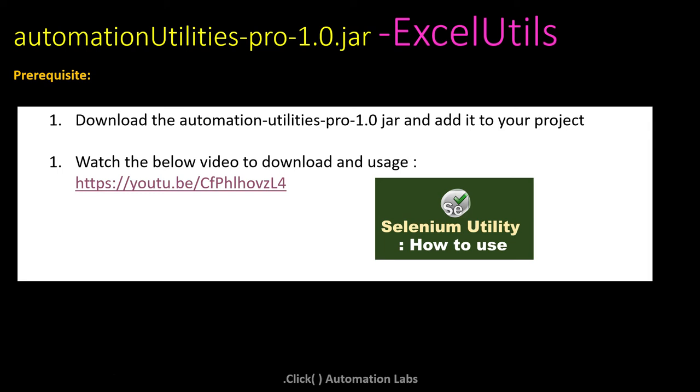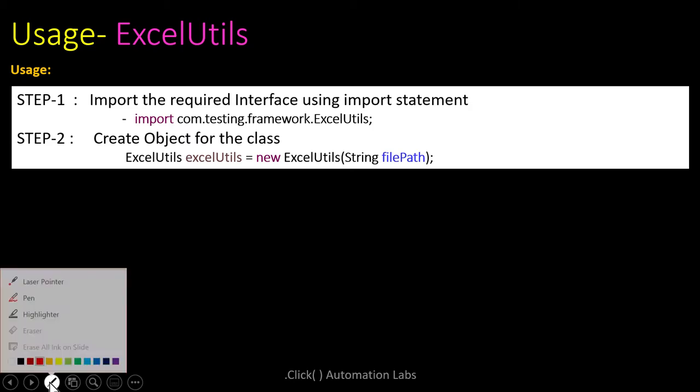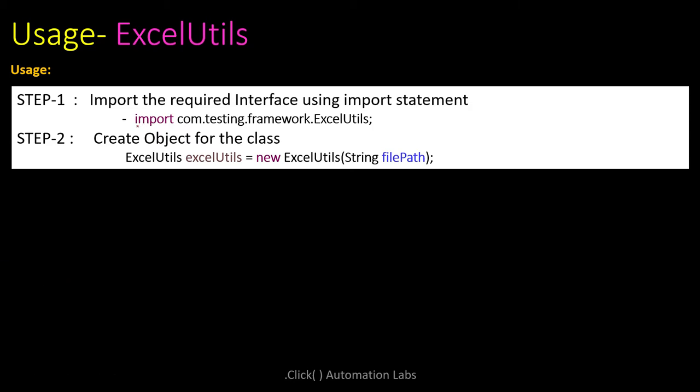Once your setup is ready and you have downloaded the jar file and added it to your project, you are ready to use the Excel utilities. Now we will look at how we can use these Excel utilities in your project. This utility is not only for Selenium, it will work for any Java-based automation project. So let's get started. To use this Excel utility, first you need to add the jar file, and once you add the jar file, you need to import this class.